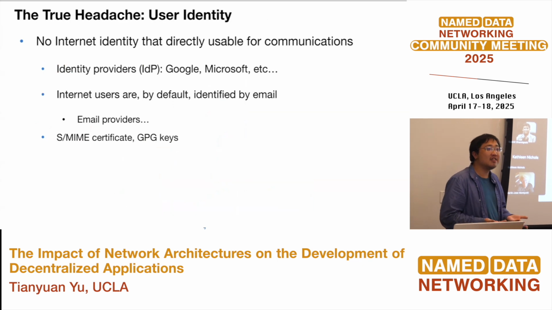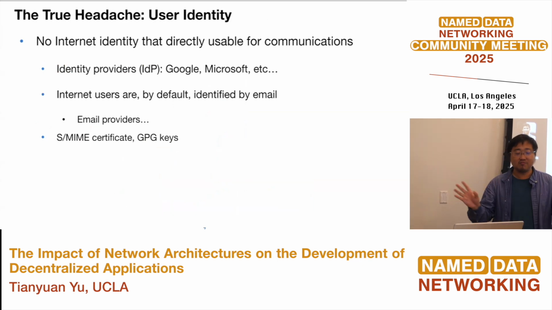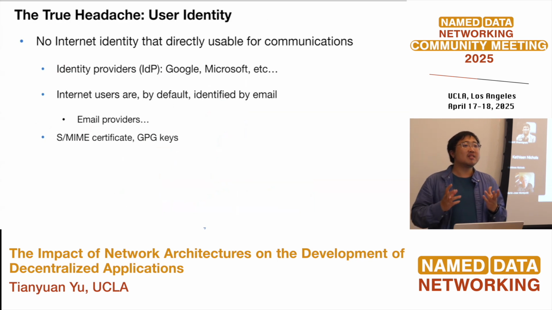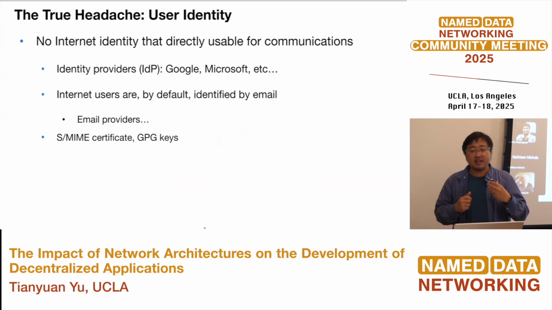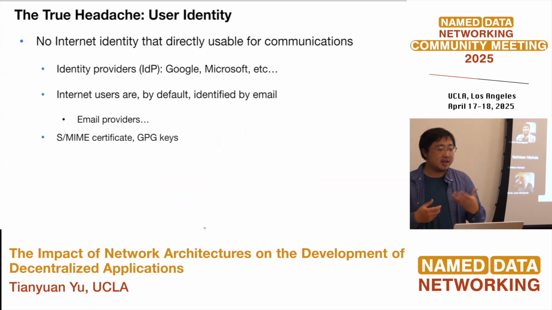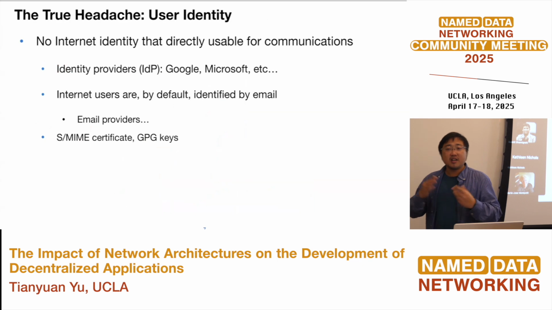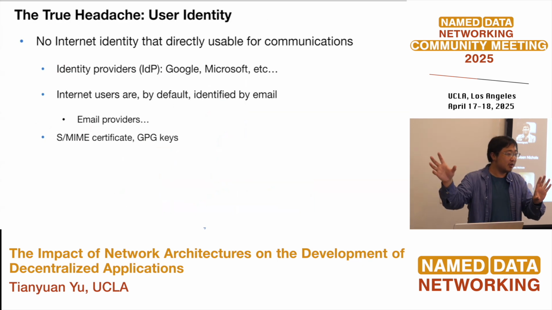But the sad reality is there's nothing we can use. For example, we have some identity providers. Google provides Google-based identity. Microsoft provides its own identities. And in academia, there's a thing called ORCID. Those kinds of things basically have an identity provider in between.